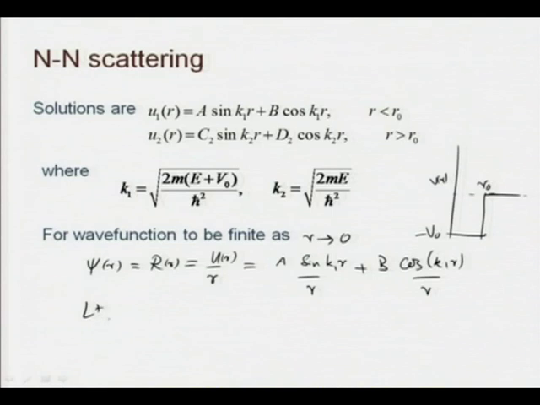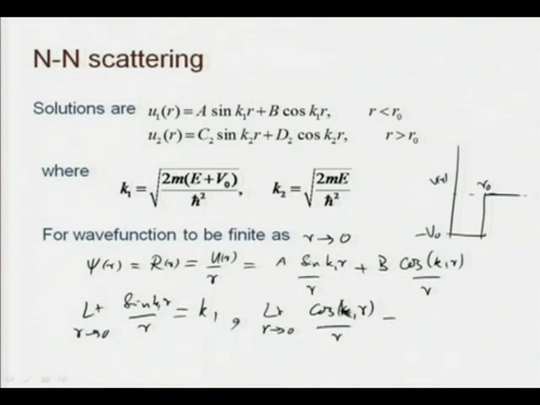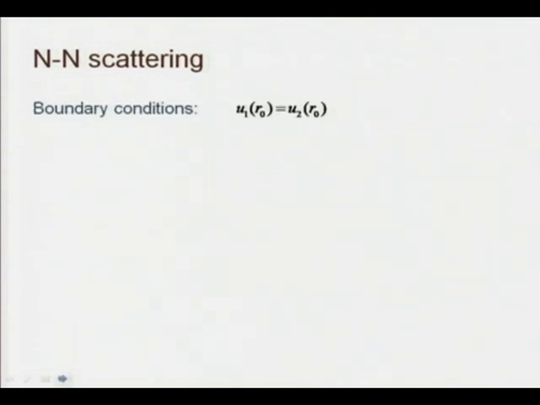We know that the limit as r goes to 0 of sin k1 r over r is equal to k1, which is finite, no problem. But if we take the limit of the second term, as r goes to 0 of cos k1 r over r, this is going to be infinite. So if we want the wave function to behave properly as r goes to 0, then we cannot take the second part, b cos k1 r, as part of the solution. So we will have to take b equal to 0. We will consider that, and there is the other boundary at r equal to r0, where the potential actually drops down to 0.